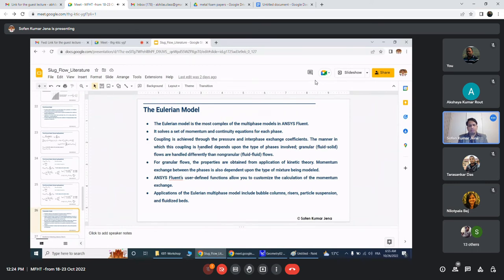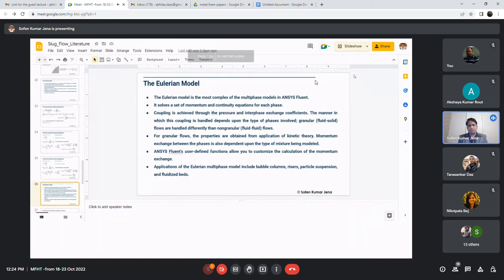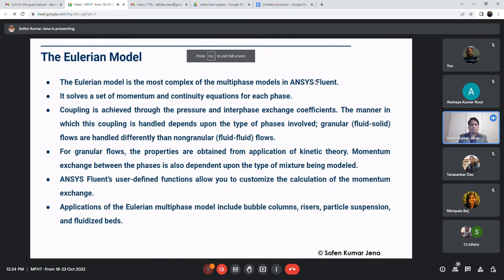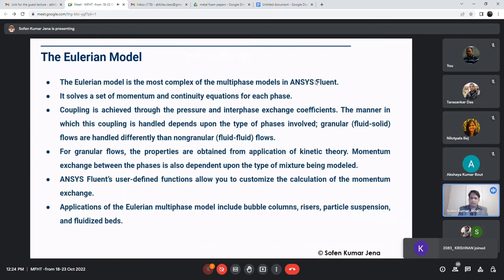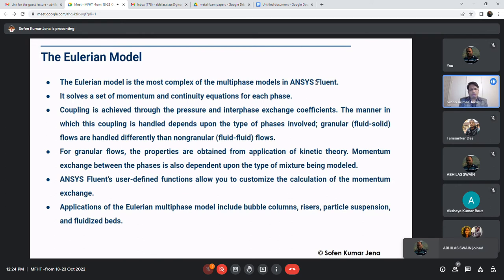This model also has some applications. In the Eulerian model, there are two parts. One is fluid-fluid flow, non-granular flow, which I have already shown you in the paint box. If you have fluid one and fluid two with a distinguished interface, instead of the VOF method, you can solve it with the Euler-Euler method, that is fluid-fluid Eulerian flow.